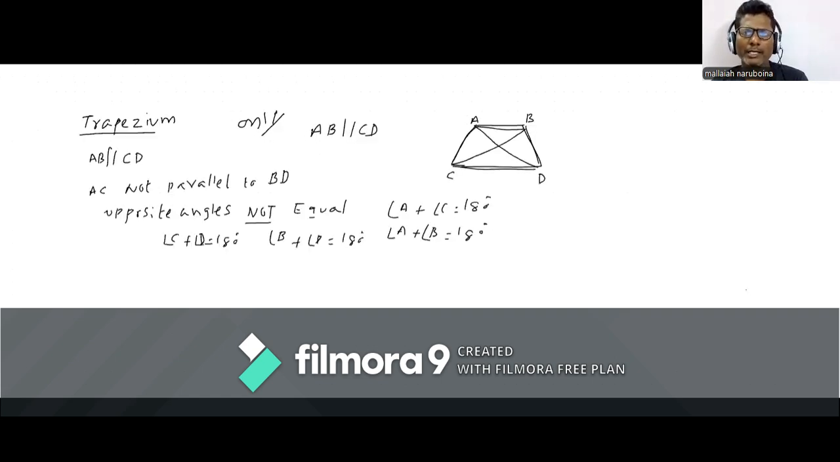Diagonals are not equal in length and diagonals do not bisect each other. That means length of AC is not equal to length of diagonal BD. Suppose here the point is intersecting point O. In that case, CO is not equal to OB, AO is not equal to OD. Diagonals do not bisect each other, they just intersect each other.